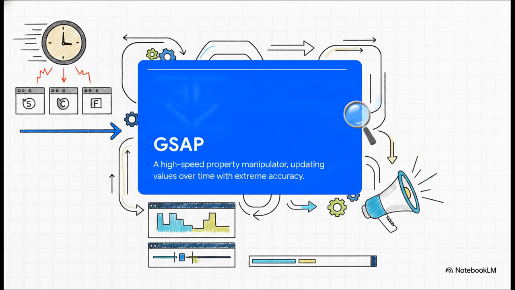So what is it, fundamentally? Well, GSAP is a high-speed property manipulator, updating values over time with extreme accuracy. But, okay, let's translate that into what it actually feels like to use. When you're building web animations, your biggest enemy usually isn't your own code, right? It's the browsers. Safari handles things completely differently than Chrome, which acts differently than Firefox, and it's a massive headache. Well, GSAP is an engine of pure precision that physically works around those countless browser inconsistencies under the hood. You literally just tell it what you want to move, where you want it to go, and how fast, and your animations just work. It's like a universal translator for fluid, hyper-realistic motion.